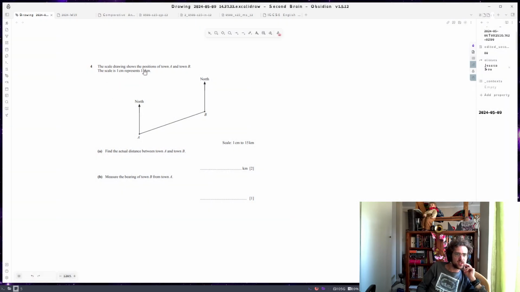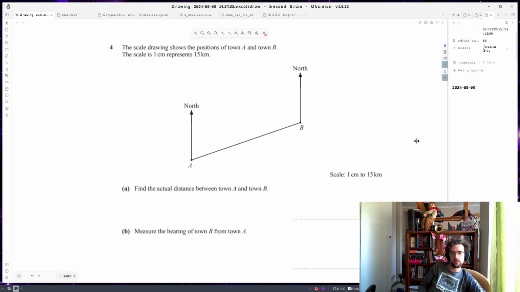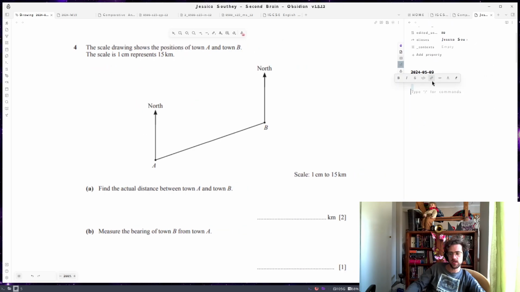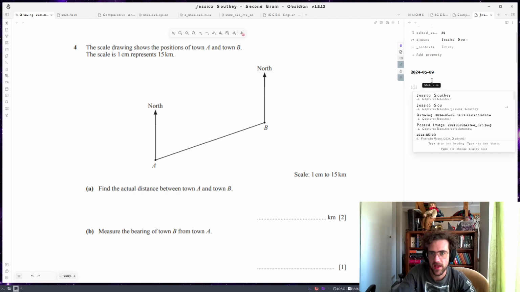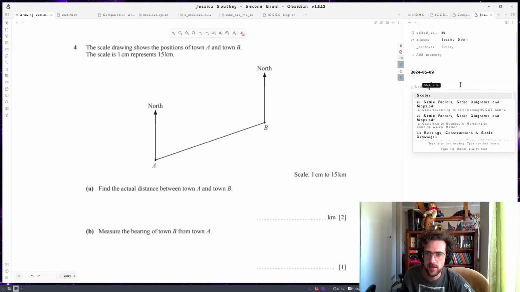The scale drawing shows the position of town A and town B. The scale: 1 centimeter represents 15 kilometers. So today, some key terminology that we need is a scale. Okay, so we're just going to keep that aside there.